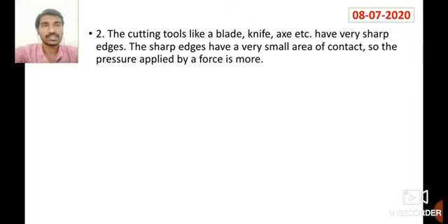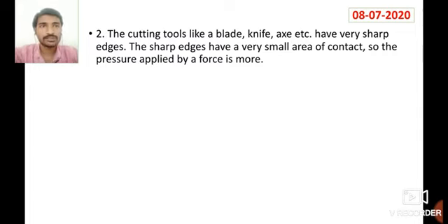And the second one is cutting tools like a blade, knife, axe, etc. They have very sharp edges. You have seen the blade, right? It has a very sharp edge. And you have seen a knife in your kitchen. So the knife also has a very sharp edge. An axe is used to cut wooden things, so the axe also has a sharp edge. These sharp edges have a very small area of contact. So the pressure applied by a force is more.